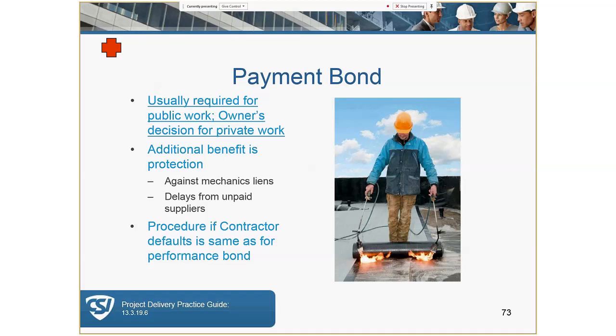Payment bonds, these bonds are often required on public projects and may be optional for private owners, as we mentioned. Payment bonds will cover claims for payment due to liens or delays from unpaid suppliers. If the contractor has a bad credit rating because of a problem on another job, then the supplier will not ship the material unless assured of payment. So this basically ensures that this is going to be covered. Procedures for resolution of a claim are the same as for the performance bond, as we've talked about before.